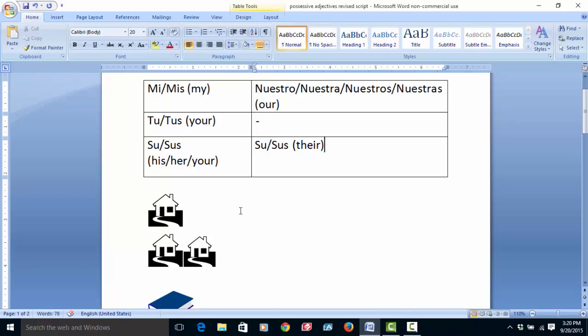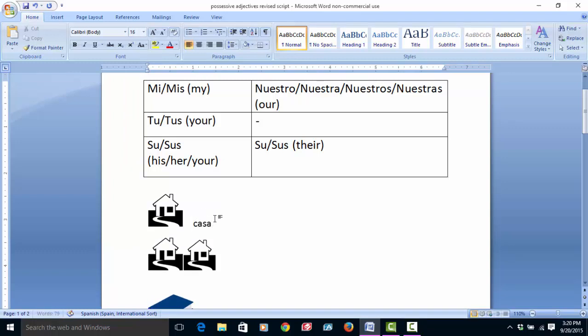All right, as we begin to work with these, it is important to keep in mind what it is that we're talking about, what it is that we own. So we're going to start here with casa. This is house. If I want to say my house, since it's only one, I pick the singular possessive adjective, mi casa. And in a sentence, mi casa es bonita. My house is pretty.